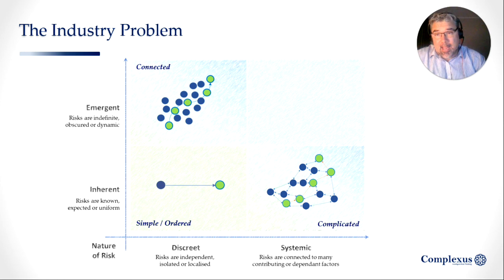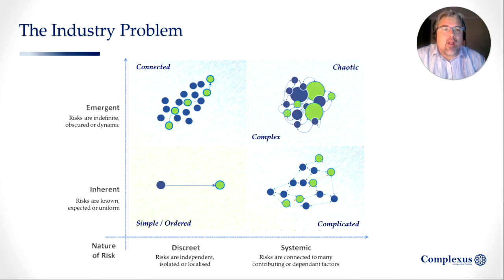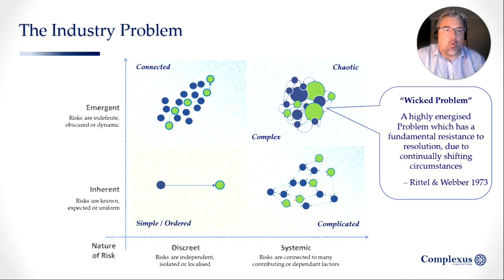In the top right-hand corner, this is probably the one that is the most interesting and the one that we're going to spend the most amount of time talking about today. This is where risks are both systemic and emergent, and they can range from complex to chaotic. And when we get to this level, we're talking about multiple factors influencing everything else. Everything's changing, everything's highly energized. There are multiple contributions. The scales of the contributions change, the nature of the relationships change. And if you haven't got it already, what I'm starting to describe is what is known in the risk management profession as a wicked problem or a wicked risk.